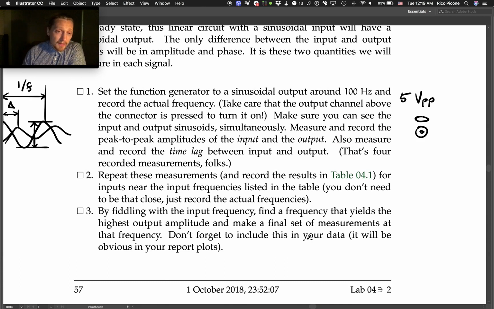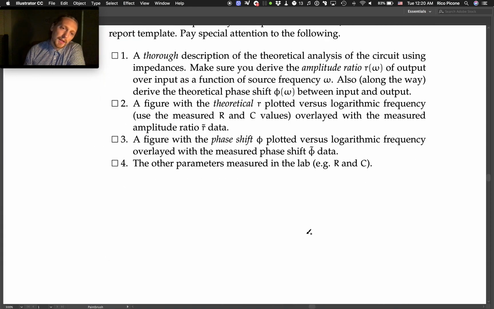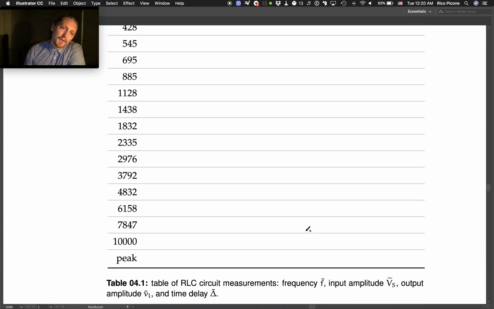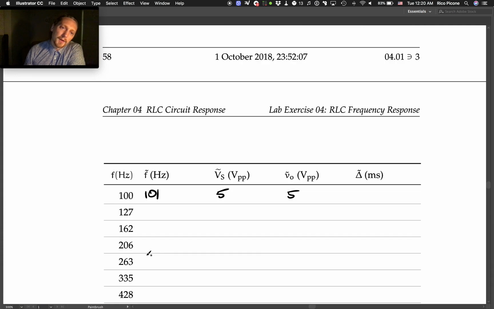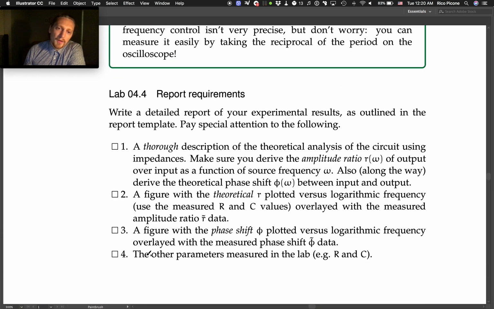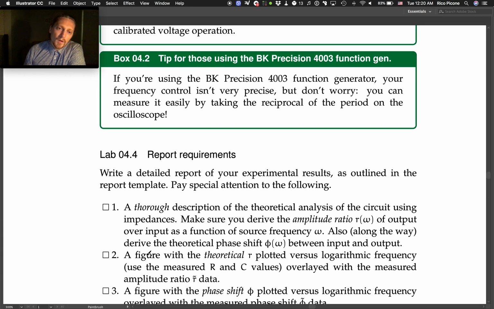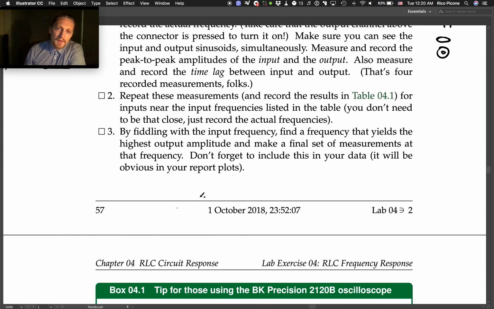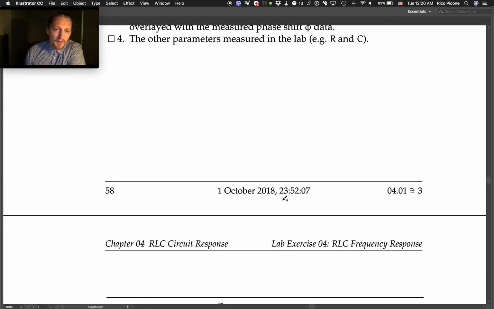Then finally, once you fill up that table, the last row in the table says peak for the frequency. Once you've done all those frequencies, you're just going to fiddle with the frequency and find the frequency that yields the highest output amplitude, and make a final set of measurements at that frequency. Don't forget to include this in your data. It will be obvious in your report plots if you don't include it.